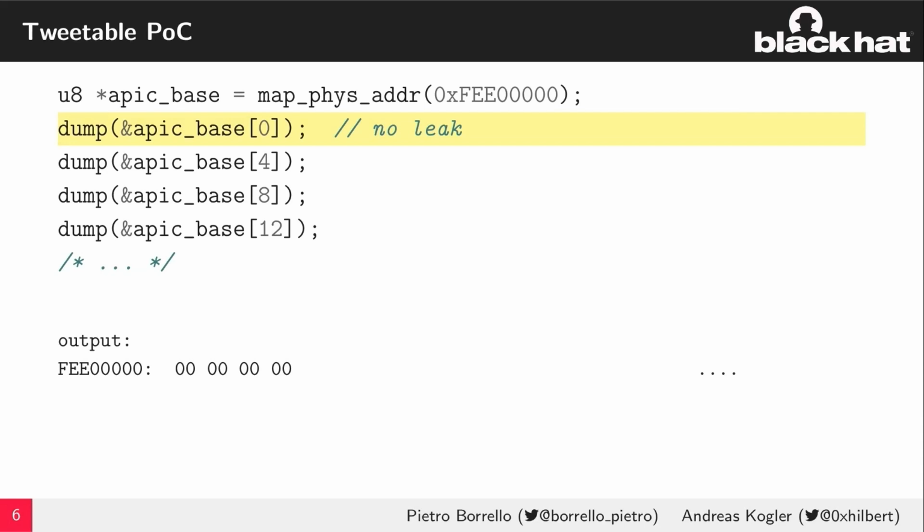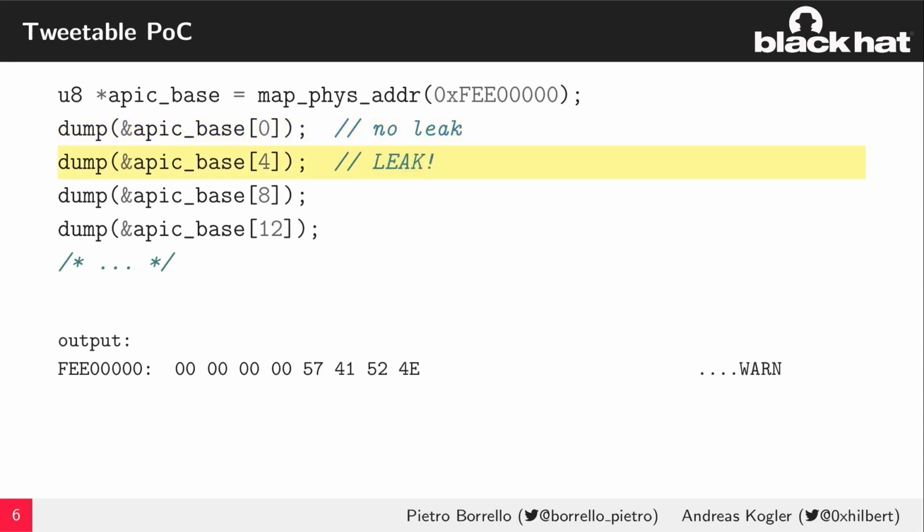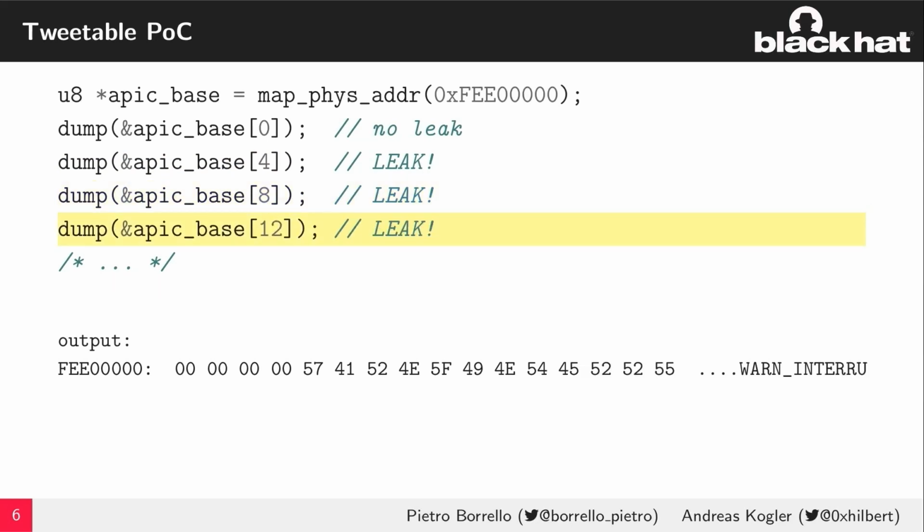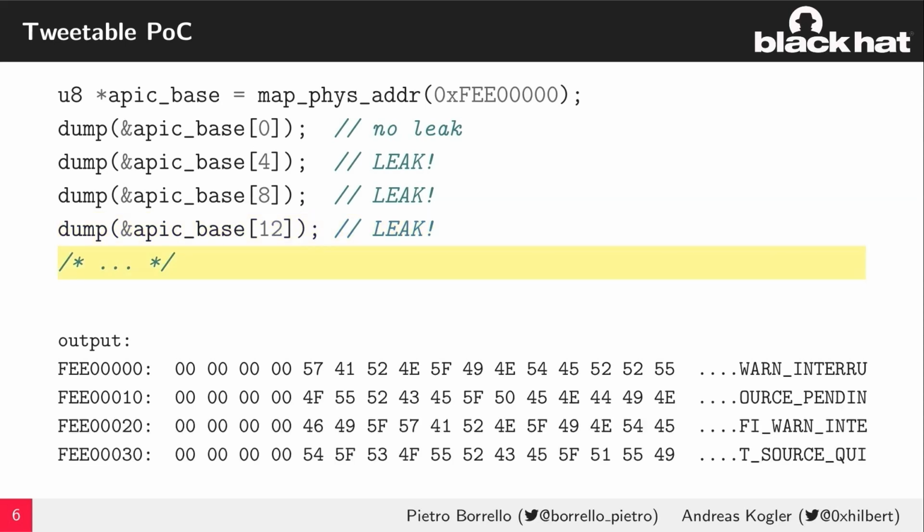But then let's continue. Let's continue mapping, dumping the APIC. So we see something. What's happening there? If we access those bytes, these 4 to 15 bytes, we get back "one interrupt"? Yeah, what is this? Is it in the APIC? If we continue to dump it, we have data.